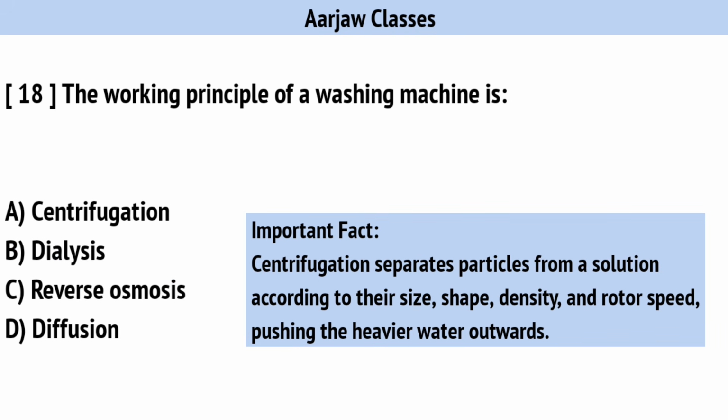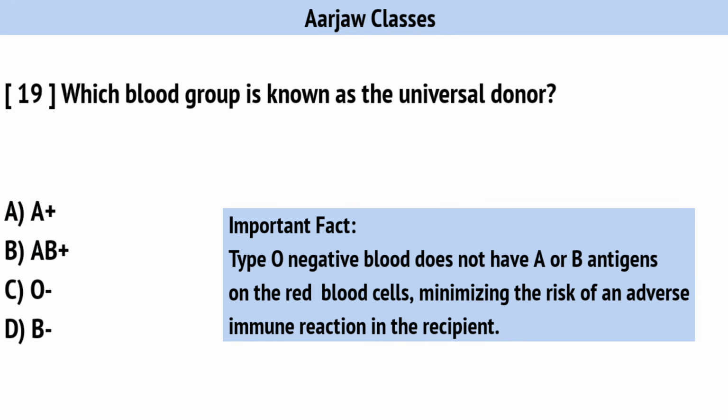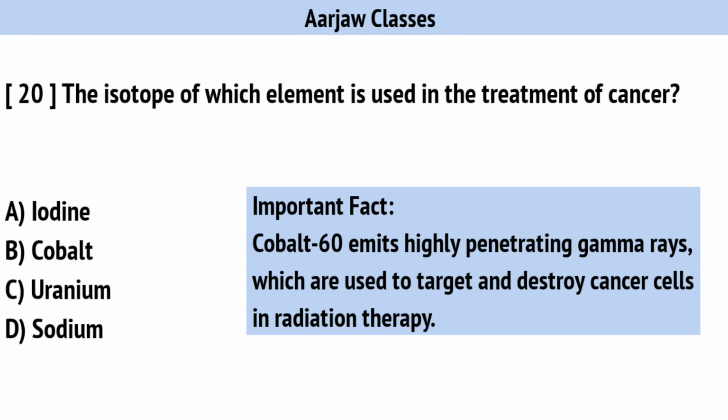The working principle of a washing machine is? Correct option is A, centrifugation. Which blood group is known as the universal donor? Right option is C, O negative. The isotope of which element is used in the treatment of cancer? Right option is B, cobalt.